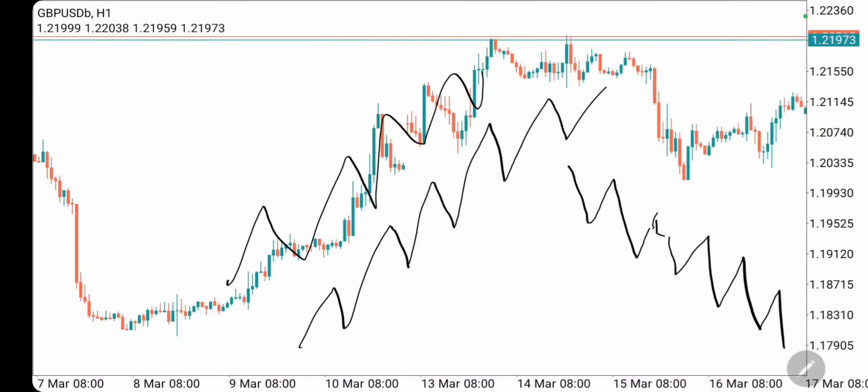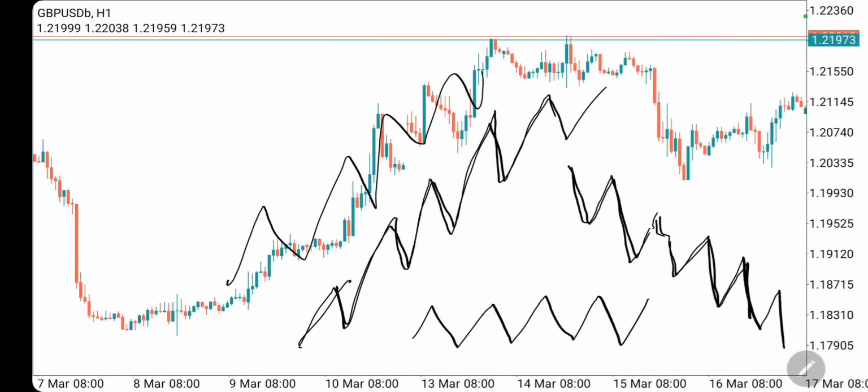So the market is like breathing in, breathing out, breathing in, breathing out. That is how the market moves. Even if the market moves sideways, it doesn't go in a straight line. It goes this way.